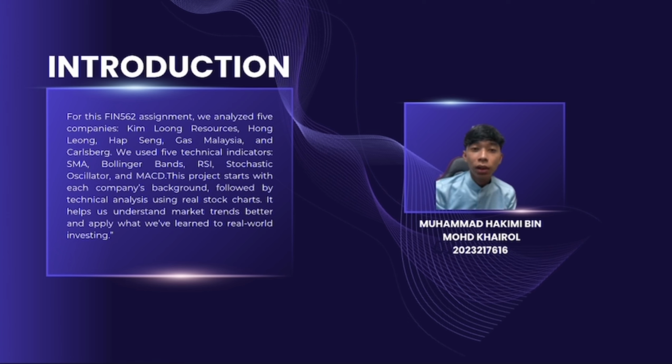For this FIN562 assignment, we analyze 5 companies, which are Kim Long Resources, Hong Leong, Hapsang, Gas Malaysia and Carlsberg. So we use 5 technical indicators: SMA, Bollinger Bands, RSI, Stochastic Oscillator and MACD. This project starts with each company's background, followed by technical analysis using a real stock chart, and it helps us understand market trends better and apply what we learn to real world investing.